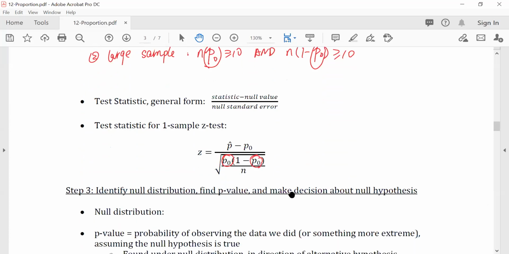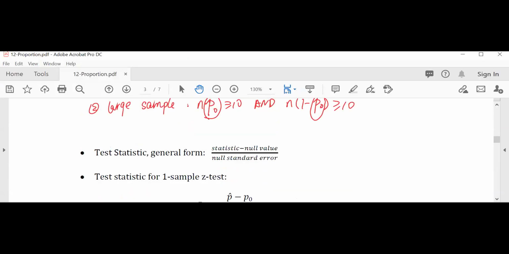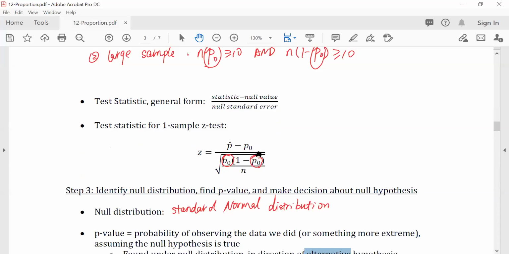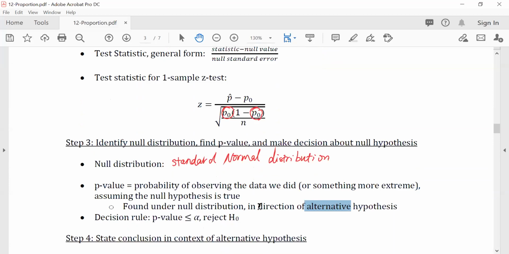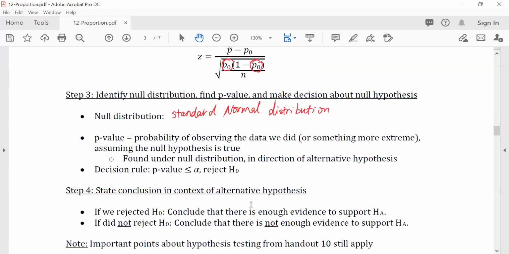Step 3, identify the null distribution. This is a standard normal distribution. And then you find a p-value. Then you use the decision rule to reject or not reject your H null. The last step, state conclusion in the context of the alternative hypothesis.